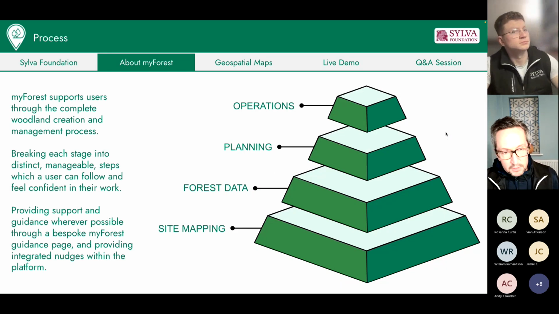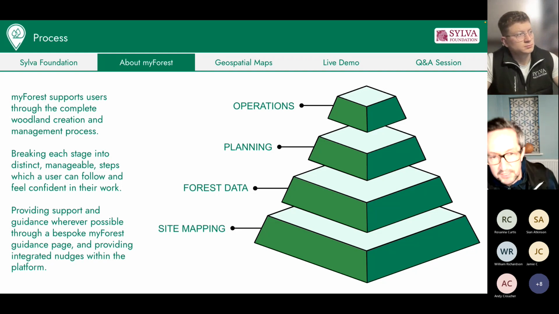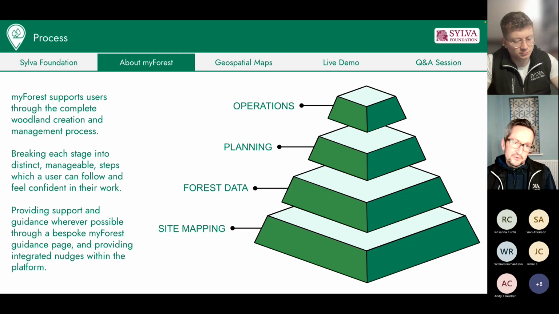So myForest, I mentioned earlier, provides you with a solution, and this graphic tries to explain the solution that we've provided. At a very basic level, it provides you with a way to map your woodland, either existing woodland or new woodland, and that's really what George is going to focus on tonight. But underlying that is a way to store and update forest data, so things like species information, volumes, ways that you can create felling licenses. So all that's baked into myForest.